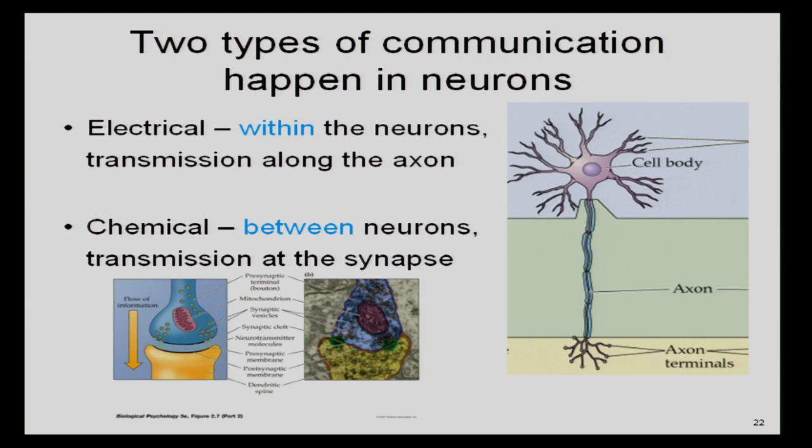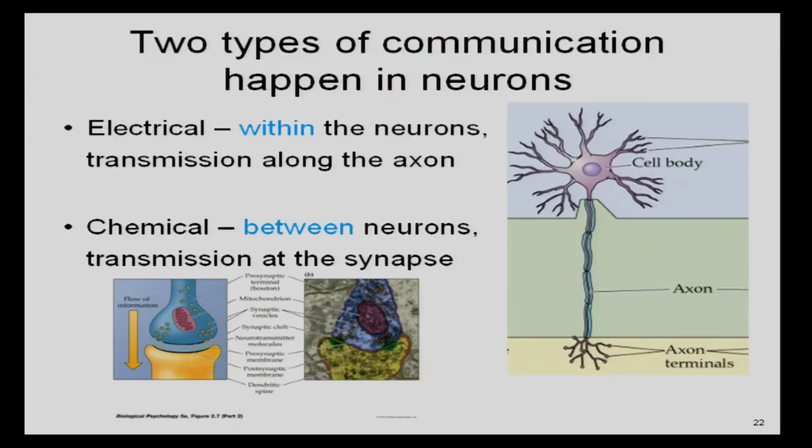Okay, now we're going to move on to the second part of the talk, which is chemical communication that happens between the axon terminal of the presynaptic neuron here and the dendrite of the postsynaptic neuron, if there was a neuron right here. For that, we move to chemical transmission, and that happens at the synapse, shown schematically right here.